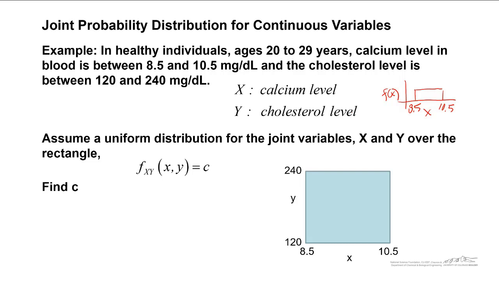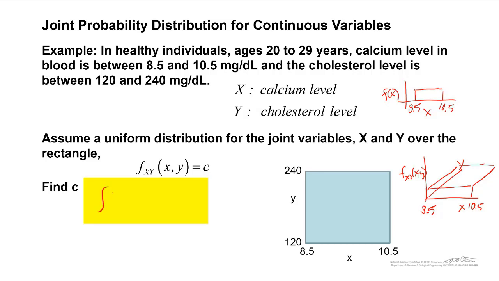Assuming a uniform distribution for those joint variables, what is the joint probability density function fxy of x and y? Well, it's going to be some constant. In other words, if you took a look at this three-dimensionally, we have x, y, and fxy, then it's essentially just a slab or a small rectangle where x has a domain. This is, again, not to scale. X can go from 8.5 to 10.5, and y can go from 120 to 240. And our job is to find c.